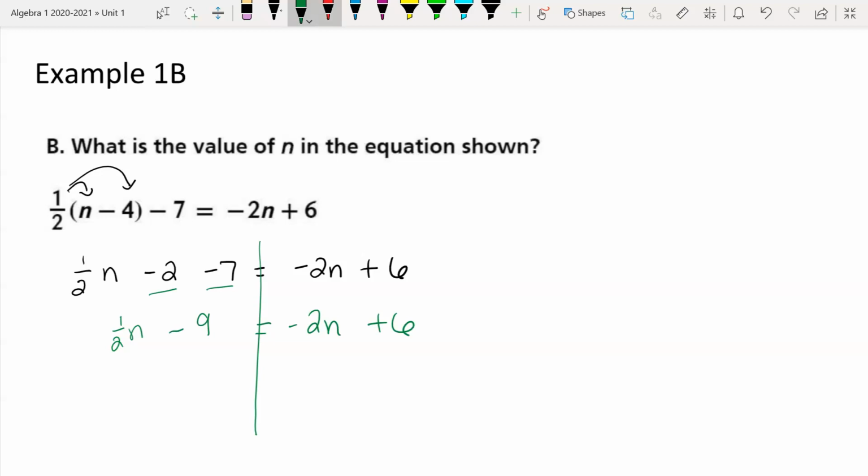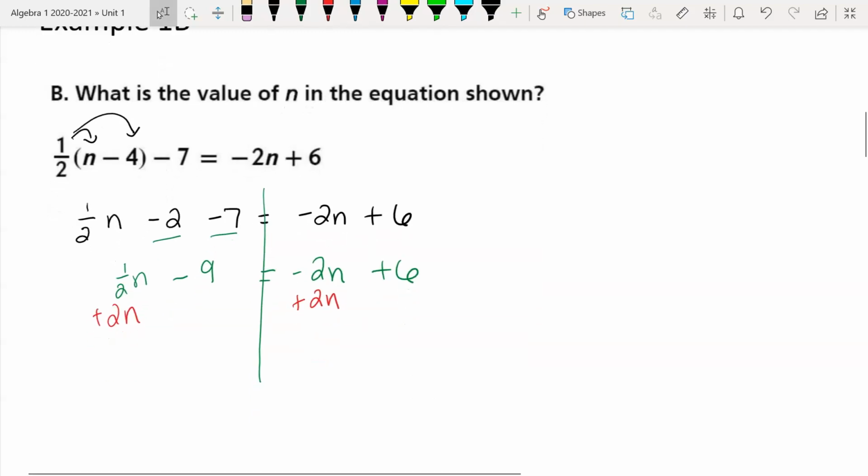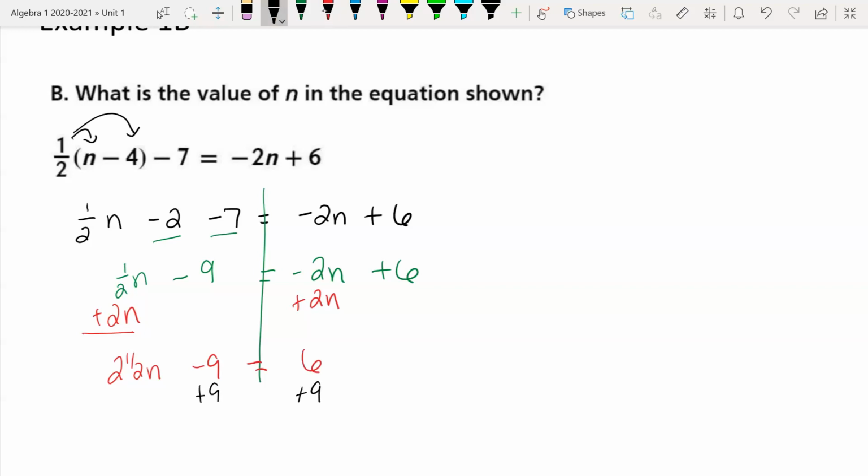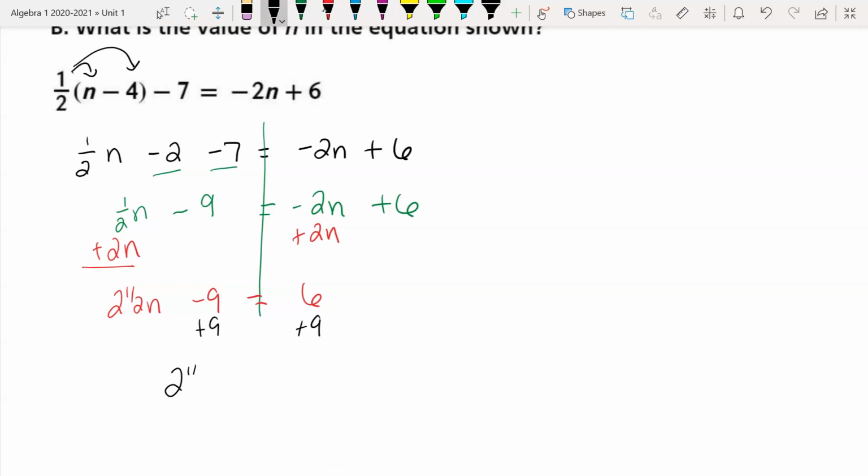And then from there, I'm going to move the variables or the letters to one side and the numbers to the other. I'm going to move my 2n to this left-hand side. Your calculator should be able to do this. It's 2.5n minus 9 equals 6. Going to add my 9 to the other side. So I get 2.5n equals 15.